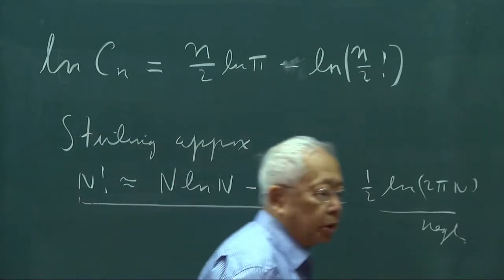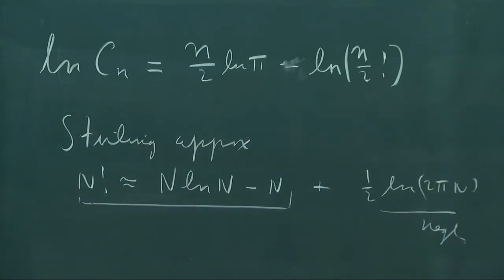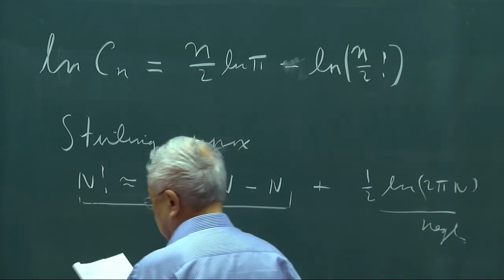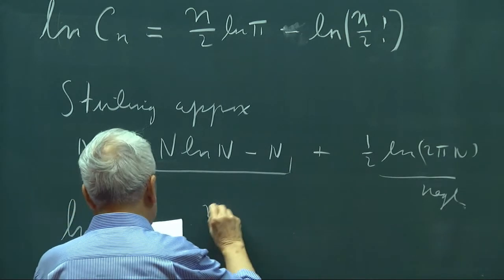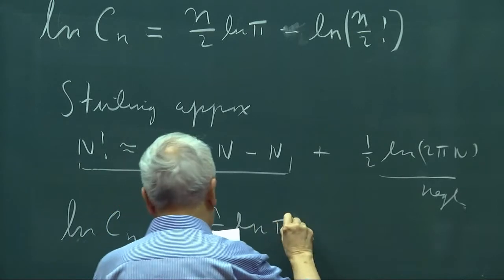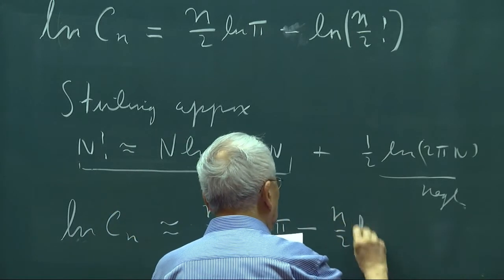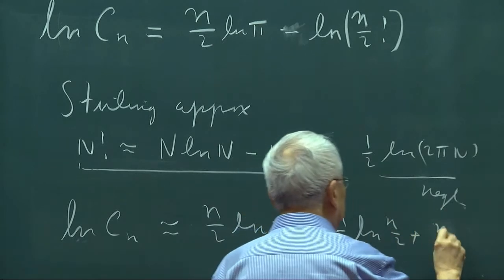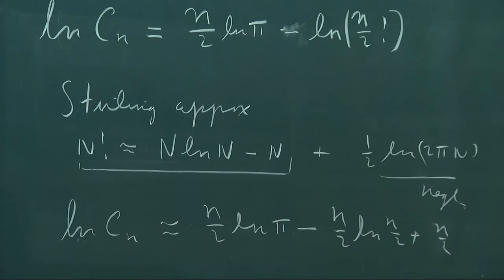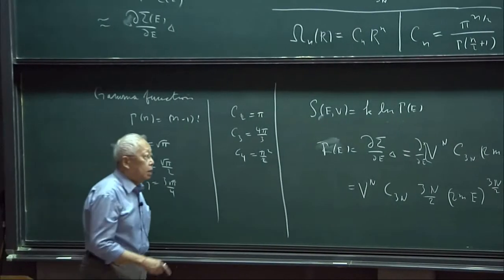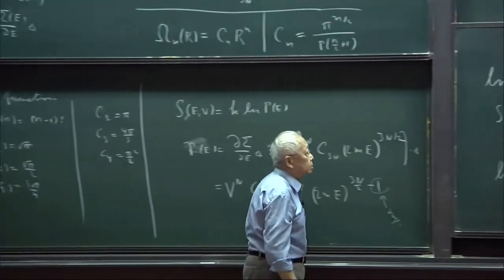It's a very good approximation for n greater than 5 or something like that. And therefore log of C_n is equal to n over 2 log pi minus n over 2 log n over 2 plus n over 2. Then you substitute all the n and you find the entropy. I think I will skip all the algebra. You just plug it in, you get the entropy. Let me just write the answer and look at the answer.